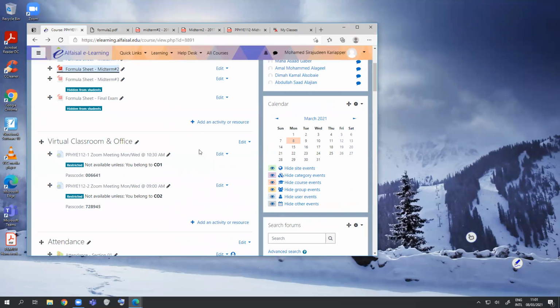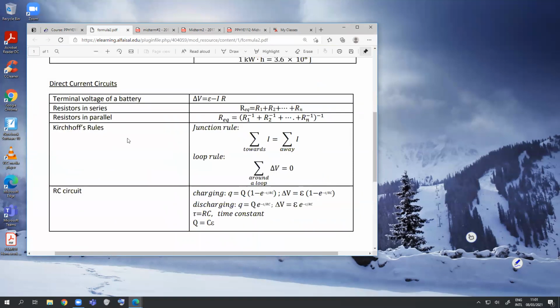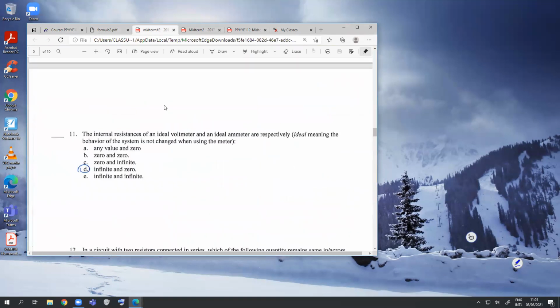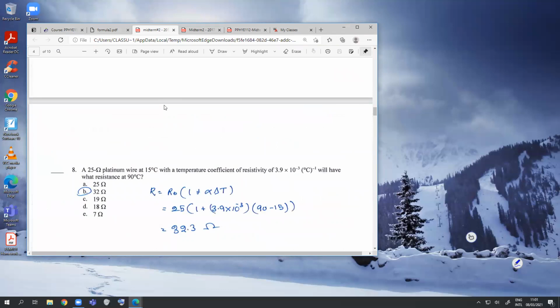Doctor, can you do question 7 from past paper 2016? Like the one you just did, there's question 7. Can you do it, please? Sure. Jude wants me to do question number 7.